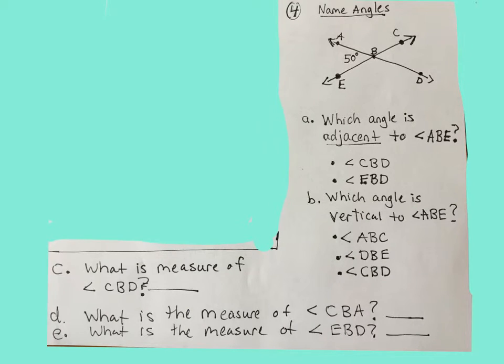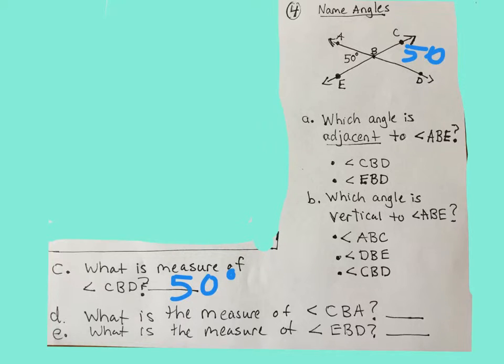All right, now let's finish problem 4 and do C, D, and E. So C, what is the measure of angle CBD? Well, angle CBD is this angle right here, and I see that it is across from or opposite of ABE, and ABE is 50, so these two are vertical angles. Vertical angles are equal and opposite, so I know that CBD is 50 degrees also. So let me try to write that in there really small.